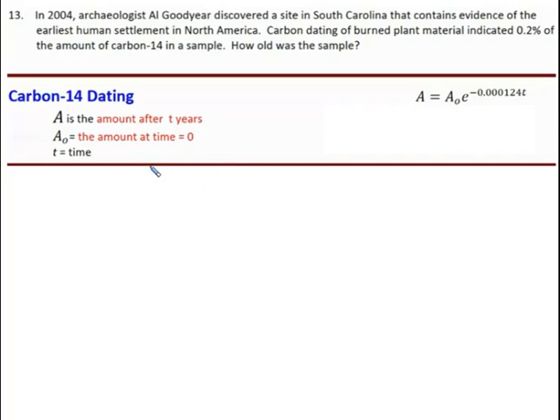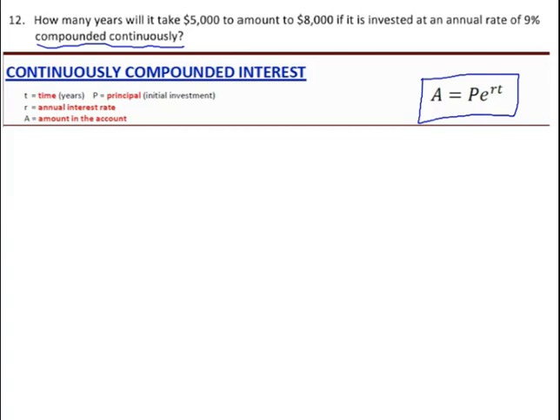For 13, we're dealing with carbon dating. We're trying to figure out how old a sample actually is. So go ahead and try 12 and 13 on your own, and I'll be back in a little bit to see how you do.